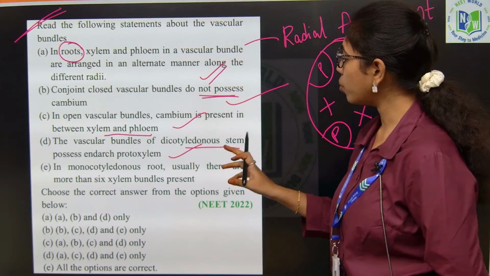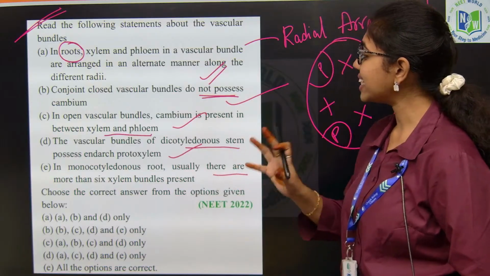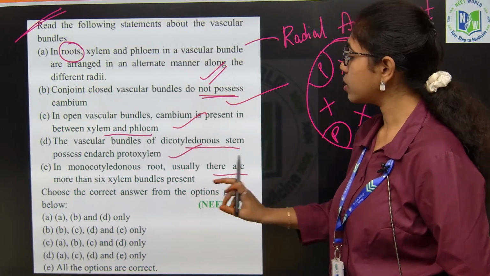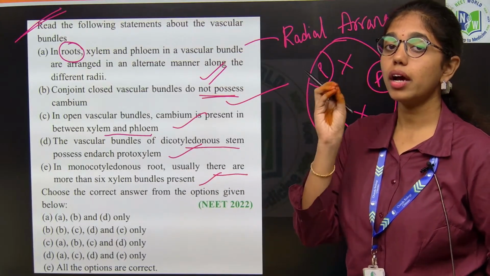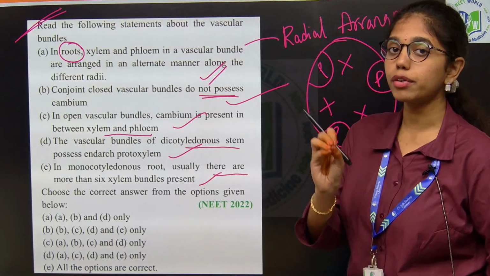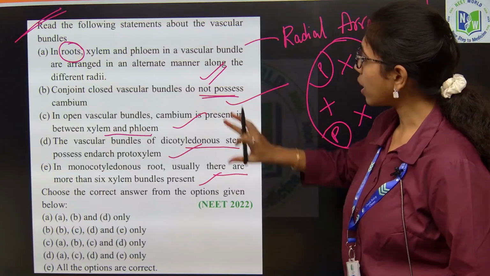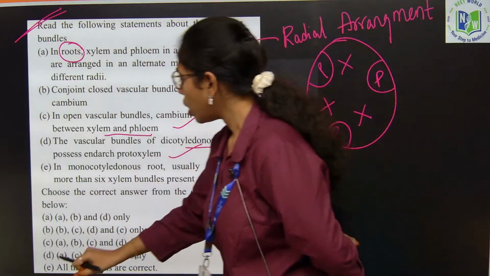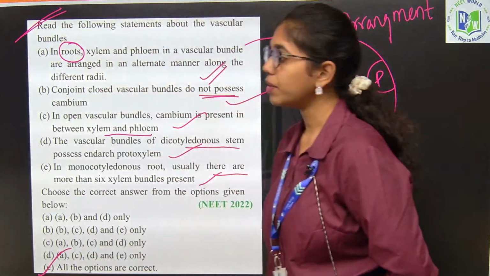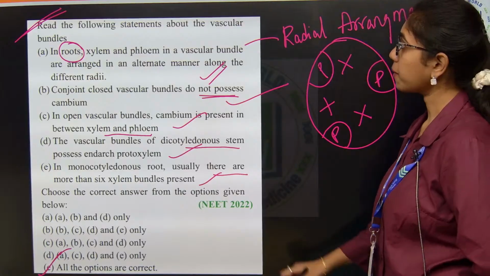In monocot root, usually there are more than 6 xylem bundles present, because it is polyarch in arrangement, whereas in dicot root it will be diarch to tetrarch condition. So here all the statements are right. In this case, what option do we have to choose? Option E. All the options are correct.